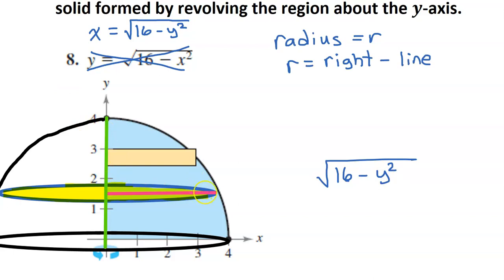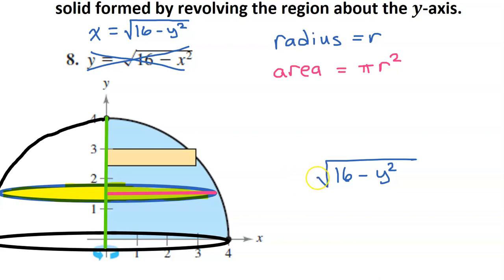When we get to problems that are more complex, we will sometimes have to find an expression for the radius by subtracting the function on the right minus the line. But in this case, the line was just the y-axis, so the line was 0. So we just ended up with the function on the right.